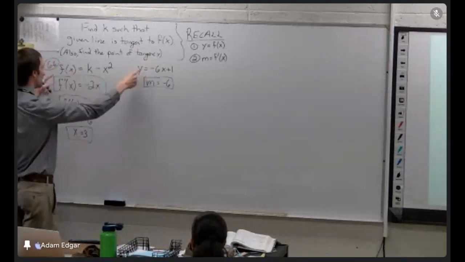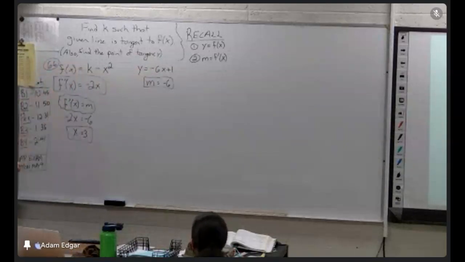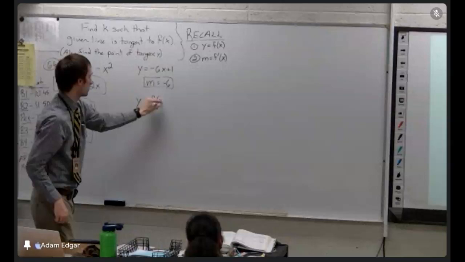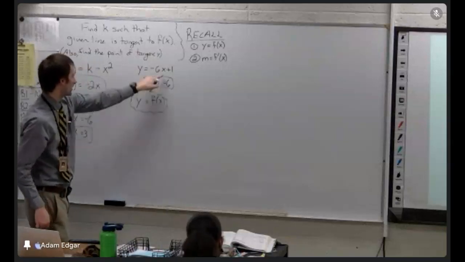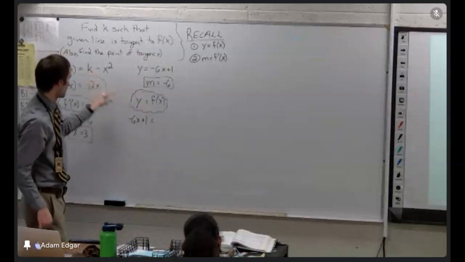So you know that y is f of x. You have an equation of a line with y. You have a function with f of x. You can set them equal, and then you know they're going to be equal when x is 3. So we can come over here and say y equals f of x. And y is the same as -6x plus 1, and f of x is the same as k minus x squared.